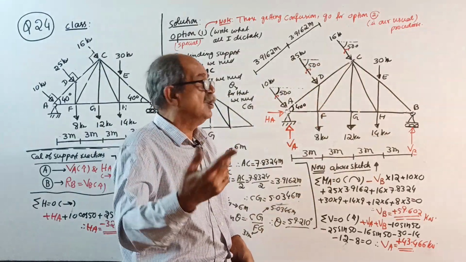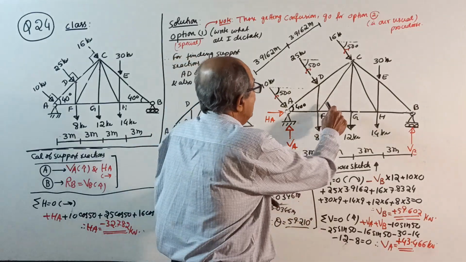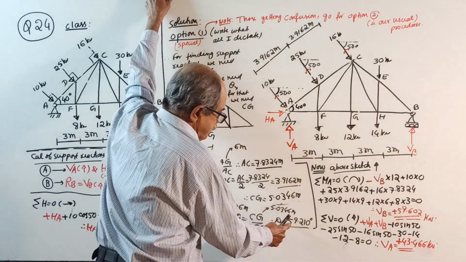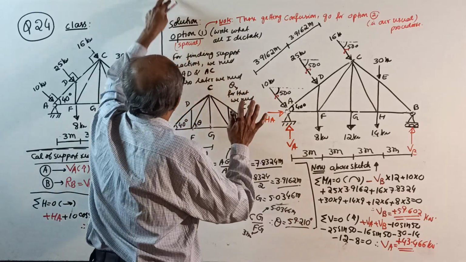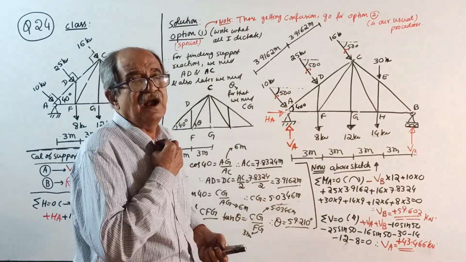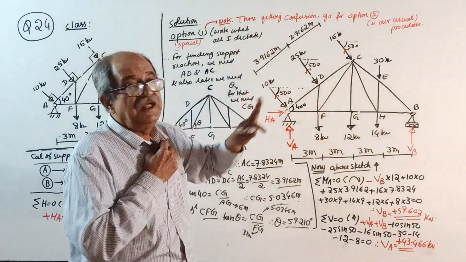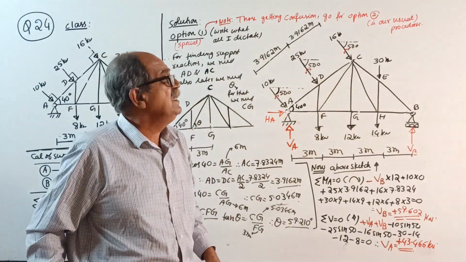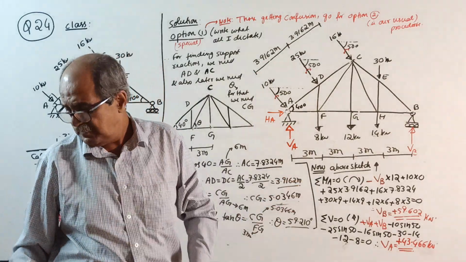At the joint you will resolve it later. And this angle I will mark as 59.210 degrees. So I will prepare it and start. Option 2 is still pending. Anybody any confusion about it? Option 2 is there.